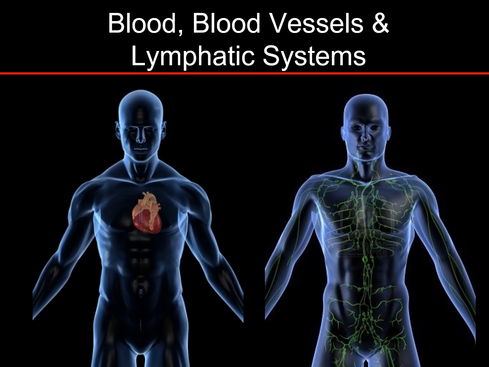All right, so for this lab, we're going to be talking about blood vessels and lymphatic. So we're pretty much covering the circulatory system. We did the heart last week, so we're going to finish off the circulatory system today.